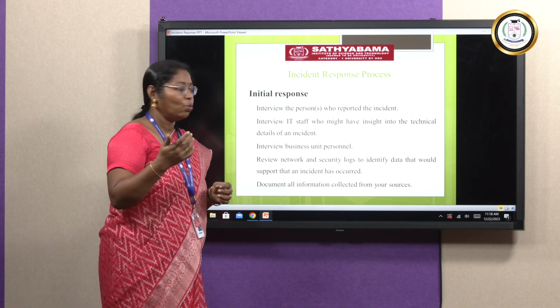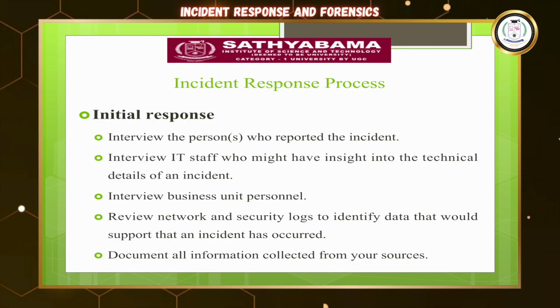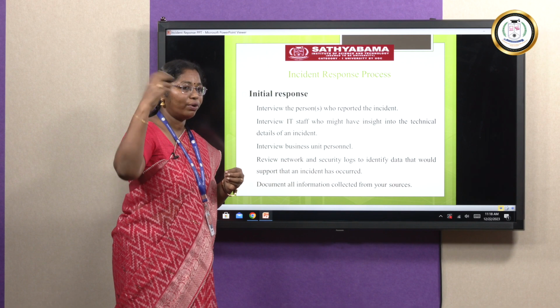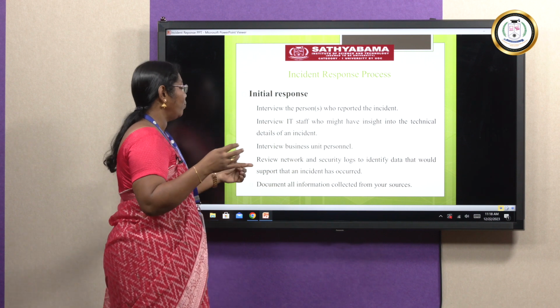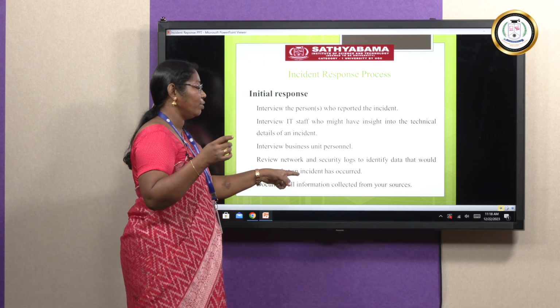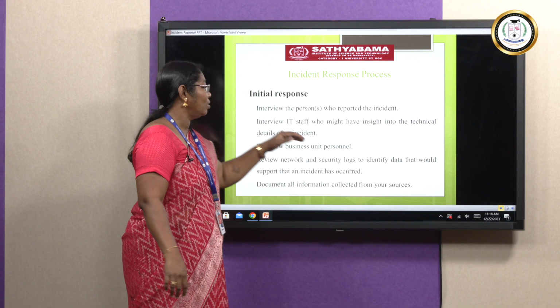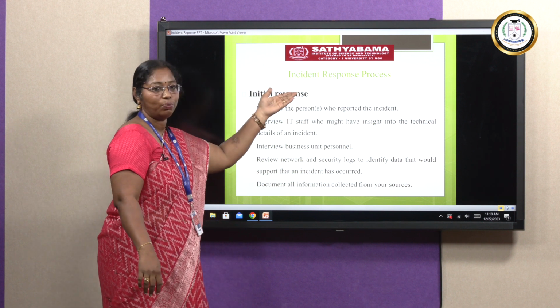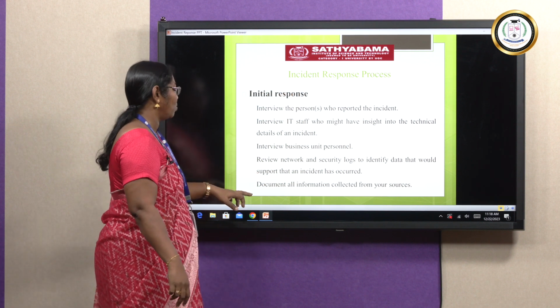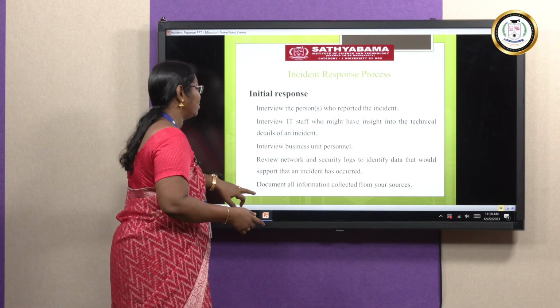So we need to review the network and security logs to identify data that would support that the incident has occurred. Somewhere it will come from. After investigation of the initial response, we have to document all the information collected from our sources. So this is the first process of the initial response process. Next process is investigation.